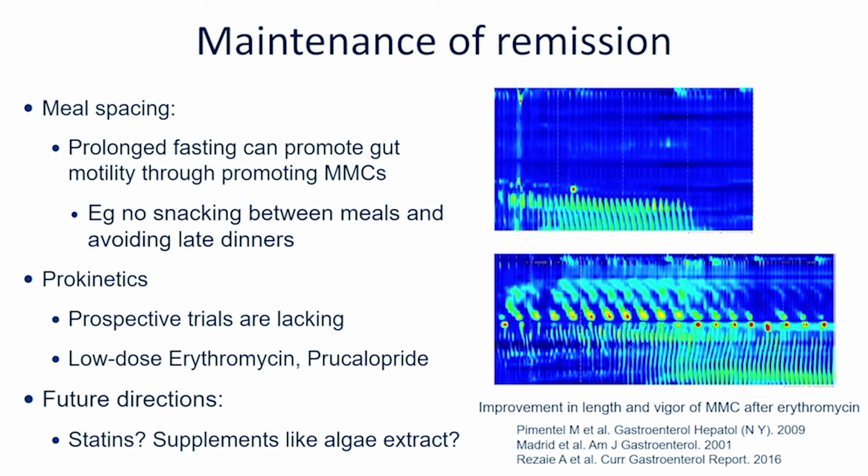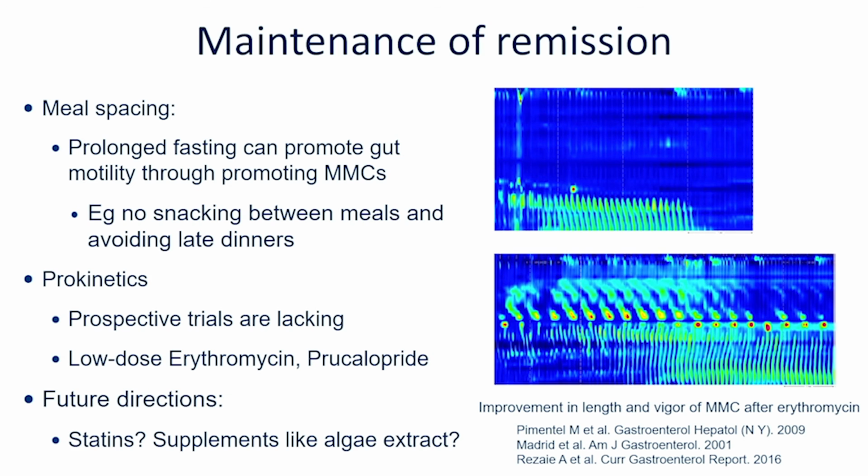Another way to try to get more MMCs is to fast, and a pragmatic way is to try to have dinner relatively early on and not snack before sleeping. That way, while you're sleeping, that does count sort of as fasting time. And that way you can distance the time between meals and promote these motion waves as much as possible.